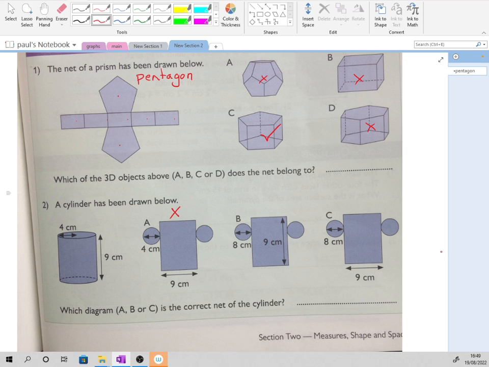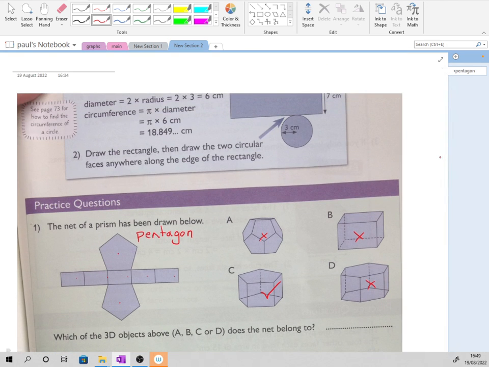Now, because the cylinder is stood up, if I cut that and unravel it, there's my unraveled bit, and this will be the 9 centimeters, and then I have a circle at the top and a circle at the bottom. So turn that through 90 degrees and you see that this one is correct. Yeah, it's C. And I just don't know whether they can have a look at that. I haven't got it all, but there we are.